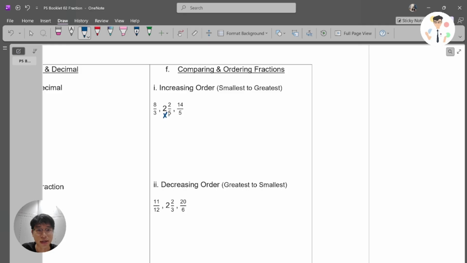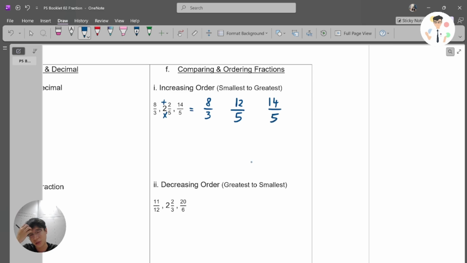So we multiply, then we add. I know that I have three fractions here: 8 out of 3, 5 times 2 plus is 10, 10 plus 2 is 12 out of 5, and another one is 14 over 5.